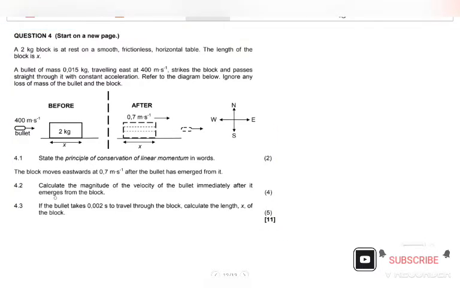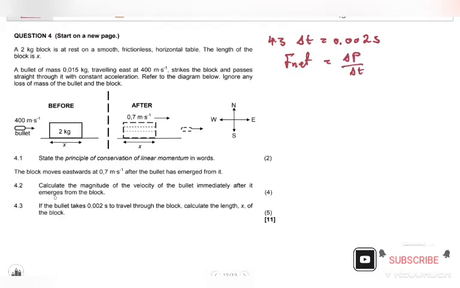Okay, so we're doing 4.3, which says if the bullet takes 0.002 seconds, so the change in time is equal to 0.002 seconds. As I said in my videos for momentum in terms of Newton's second law, F net is equal to the change in momentum of the object divided by the change in time.